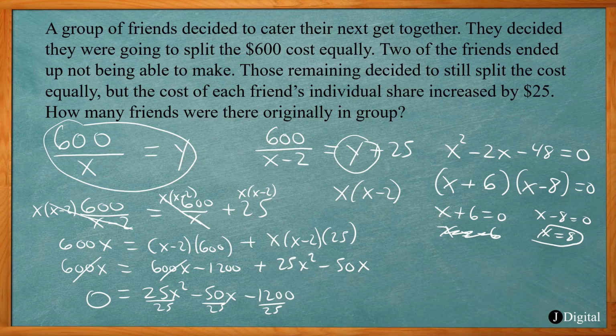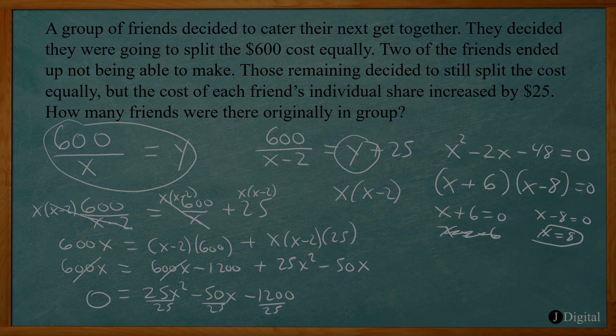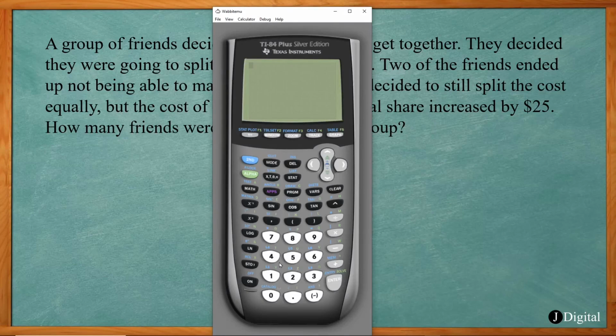Now let me show you how to do it on the calculator. Now if we go to the TI-84 calculator, what I'm going to do is go to my y equals. I'm going to put in my equation, which is just 600 divided by x. And then from there, I'm going to go to my table. This is going to show me 600 divided by 2, 600 divided by 3, 4, 5, 6, and so on. So I want to look at these where my x is 2 away from each other, and the difference in the y would be 25.